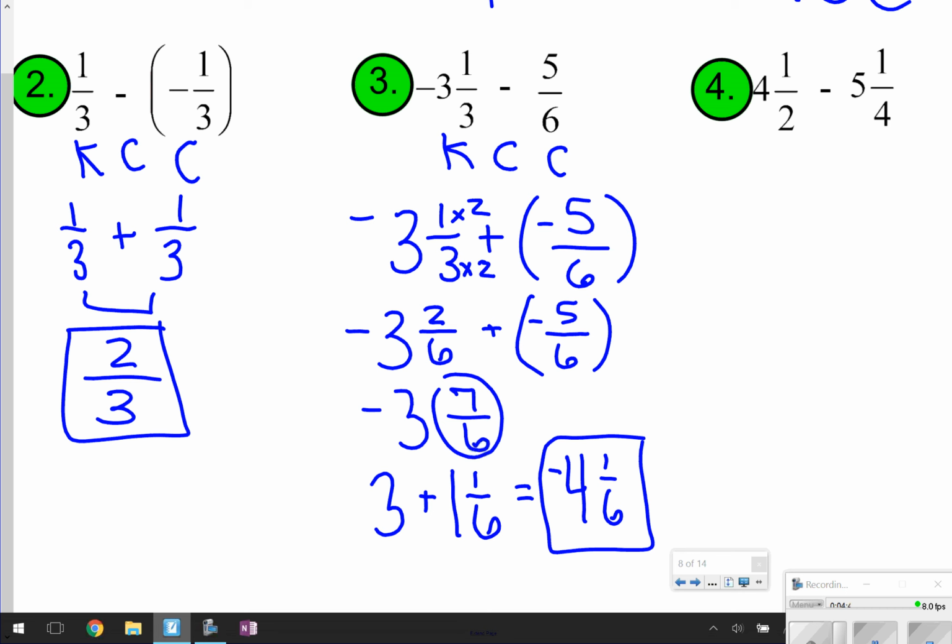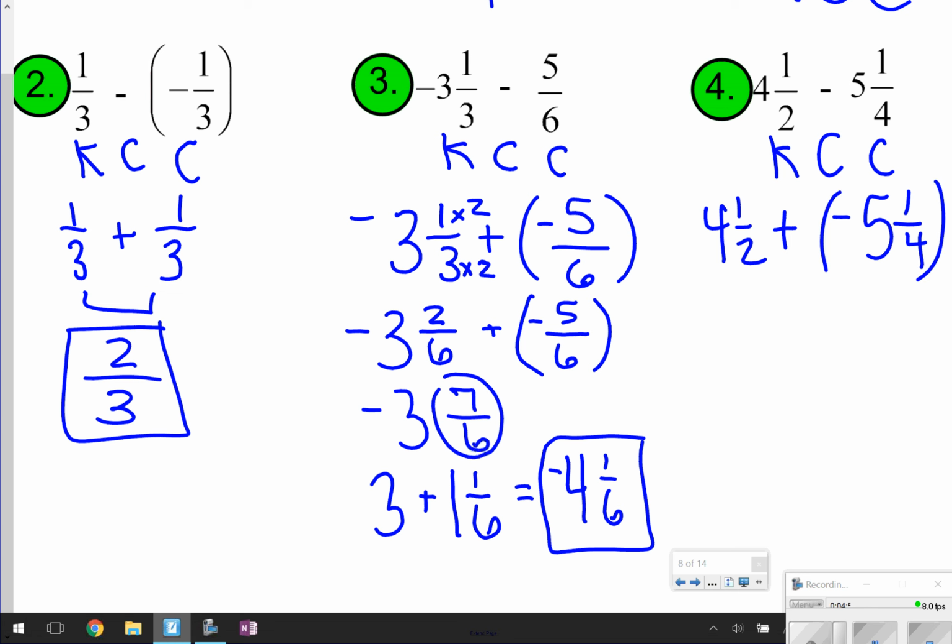For number 4, again, keep, change. 4 and 1/2 plus -5 and 1/4. Different signs, so I'm going to have to subtract here, and I do need to have a common denominator. I know that 2 can change to 4, so I'm going to multiply both of these by 2. Instead of 4 1/2, I'm going to have 4 2/4 plus negative 5 1/4. And I do need to subtract. Here's my problem though. It's happening again where my larger fraction I cannot subtract from my smaller one. So what's going to happen?